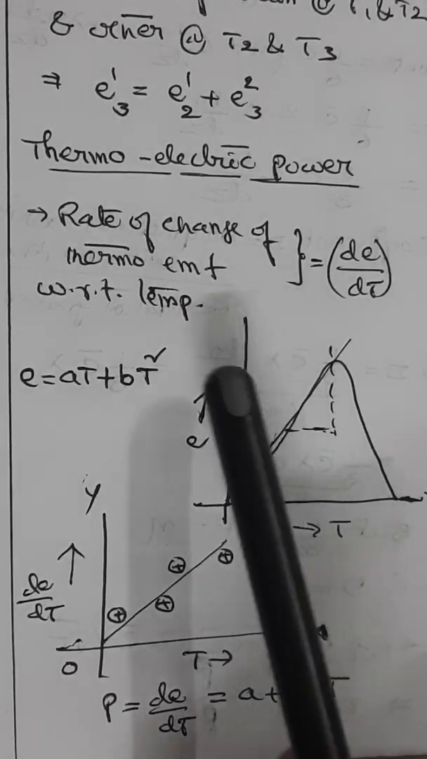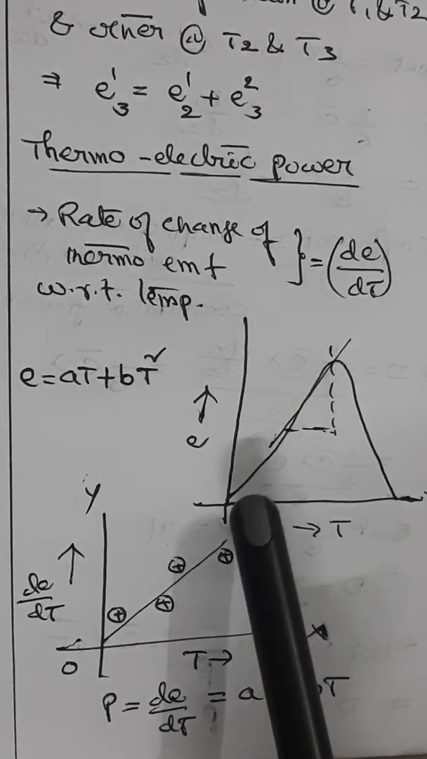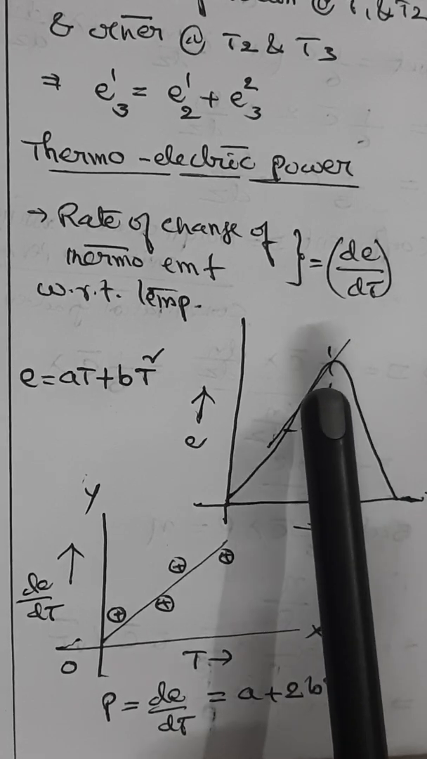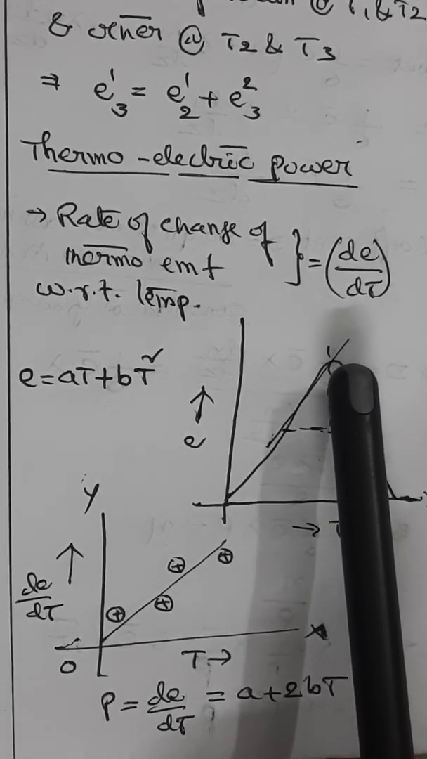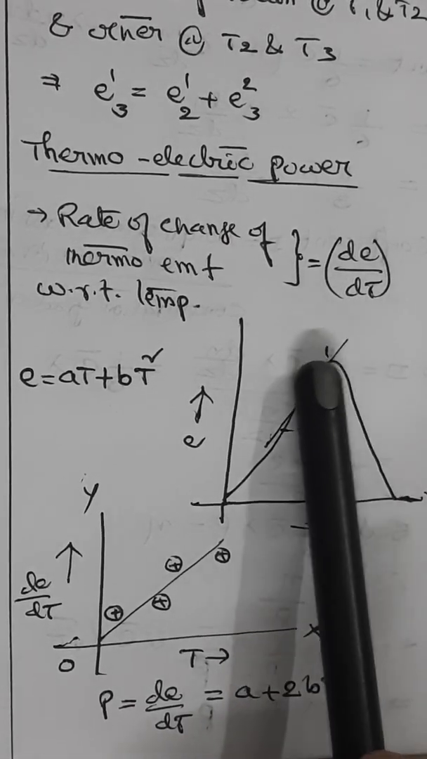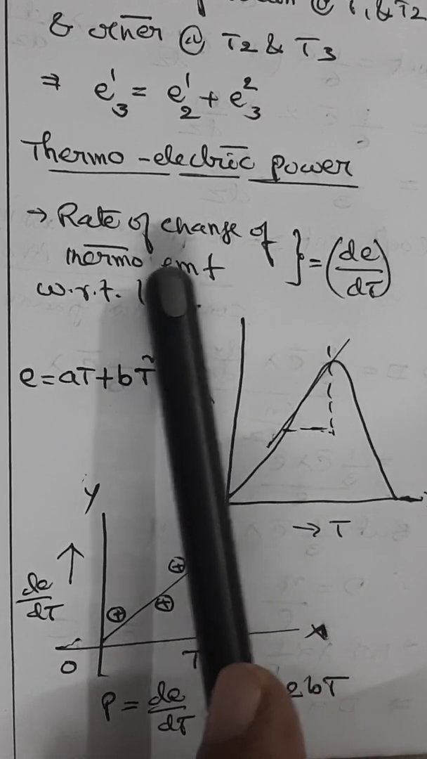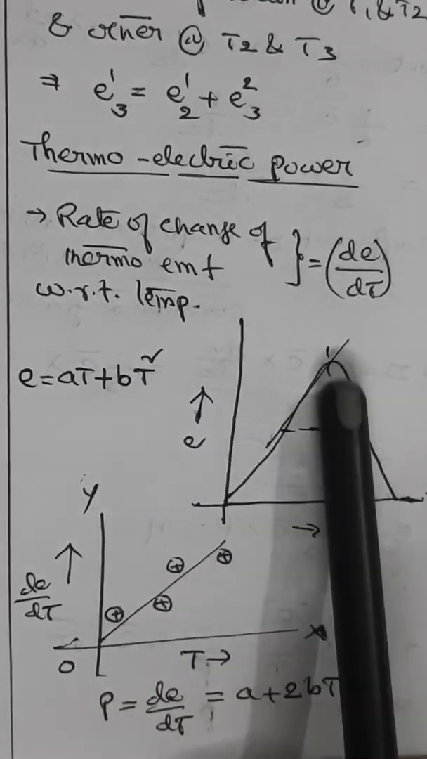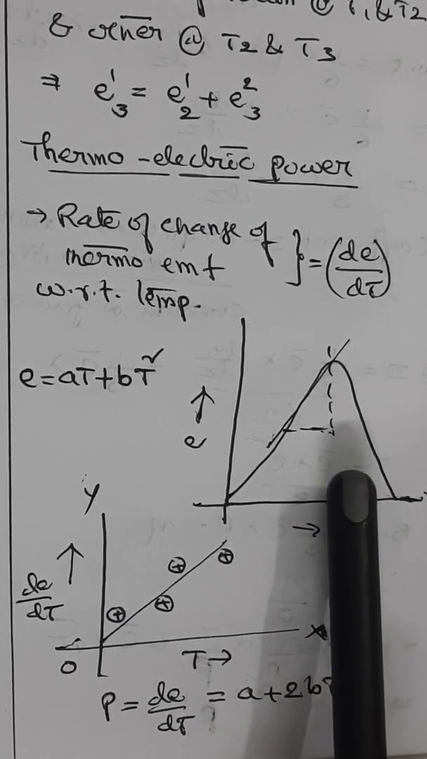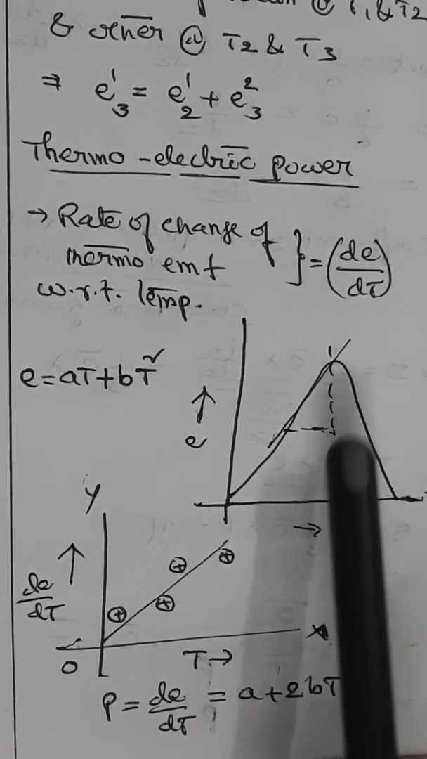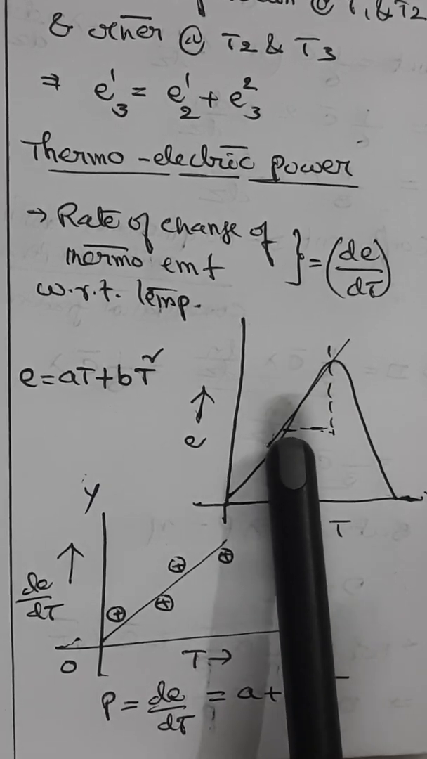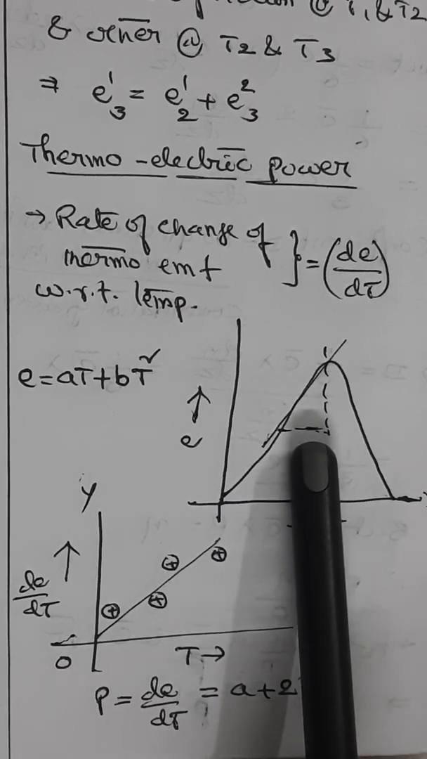As told earlier, the slope of the tangent at a given temperature gives you the thermoelectric power, which is nothing but the rate of change of thermo EMF with respect to temperature, dE by dT. When you plot the graph, a number of points are selected on the parabola and tangents are drawn at these points. The slopes of these tangents give the value of thermoelectric power dE by dT at that temperature.